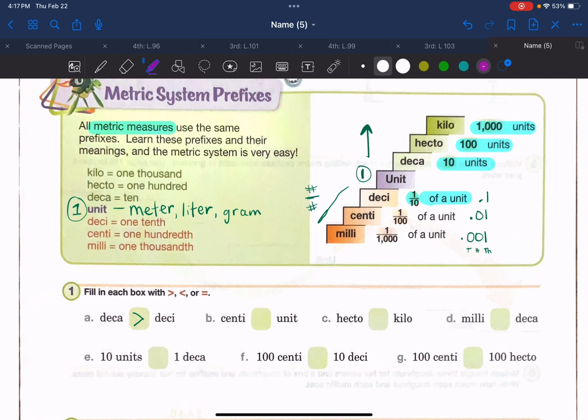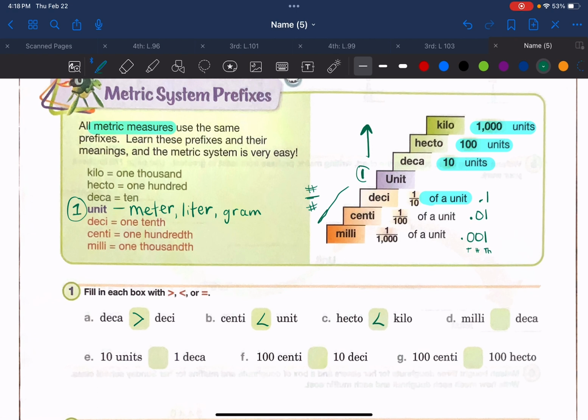Okay, find centi compared to a unit. I'll use a different color. Here's centi, here's unit. So that means that the unit is bigger, the centi is less. Okay, I'll erase those. Hectometer versus kilometer. Okay, look up above. Here's kilo, here's hecto, and the kilo is bigger because it is worth 1,000 versus 100. Versus deca, I'll let you try to figure that one out.